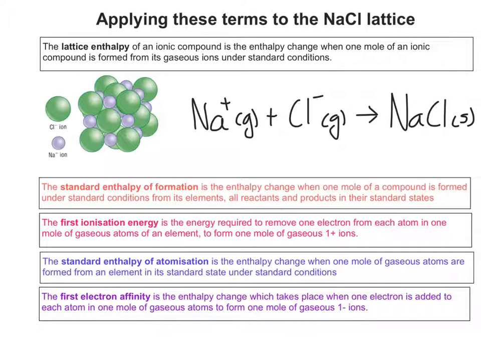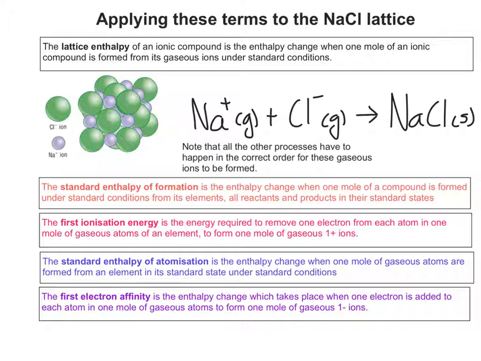So here we're dealing with the lattice enthalpy of sodium chloride. Notice that the sodium and the chlorine are actually in sodium plus and chloride form. They're in the ionic form and they're gaseous. And this is why we spoke earlier about things having to happen in a certain order in a Born-Haber process. For Na plus and Cl minus to be produced in this format, 1 mole of each, in gaseous form, all the other processes have to happen in the correct order for these gaseous ions to be formed.